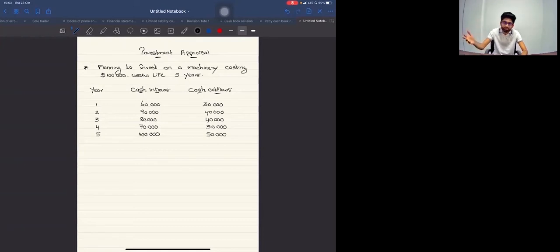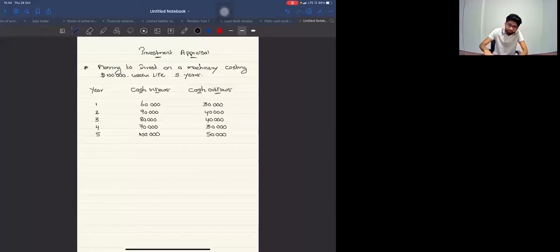So for production, you need to incur some cost, right? If you are incurring some cost, those are going to be the cash outflows. You have to pay money for it. And these items, once produced, you will be able to sell. So when you sell it, you get some money. So those are going to be the inflows, right?